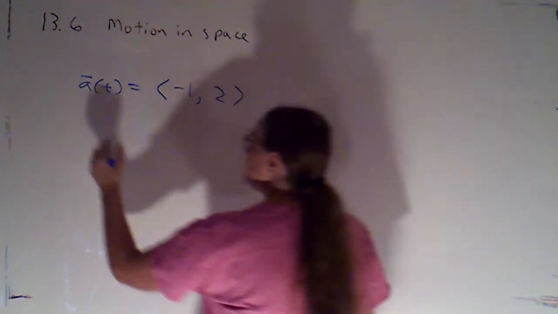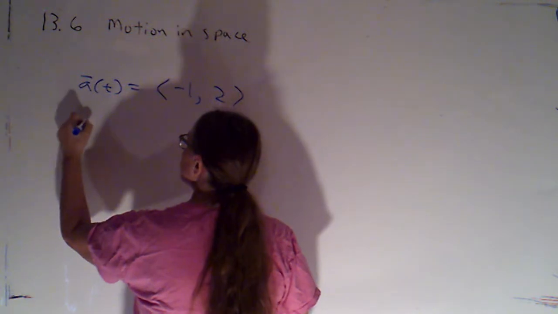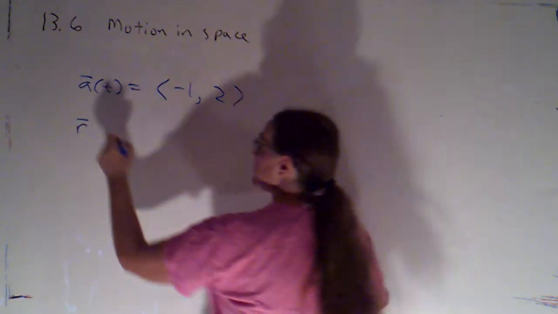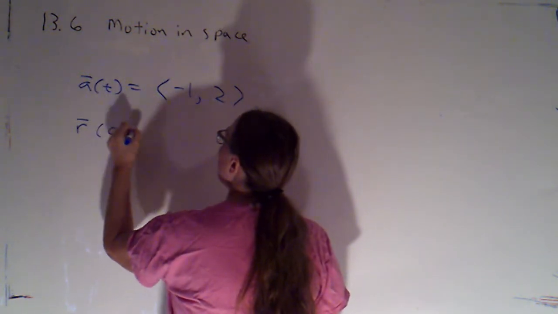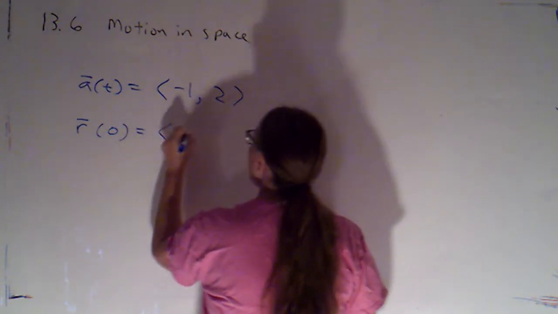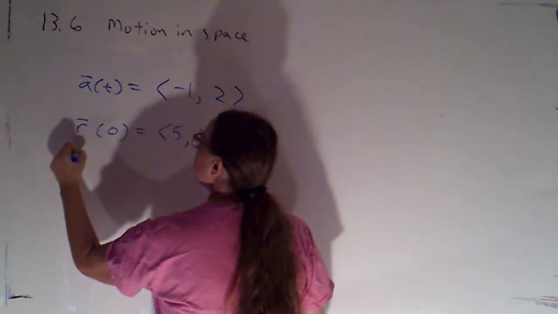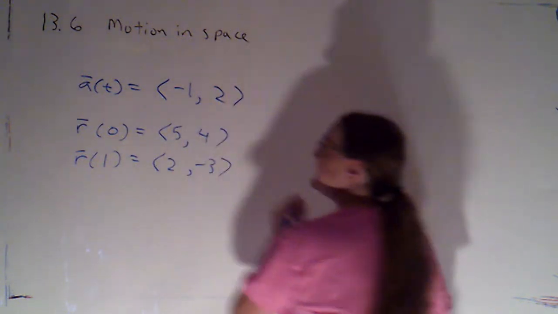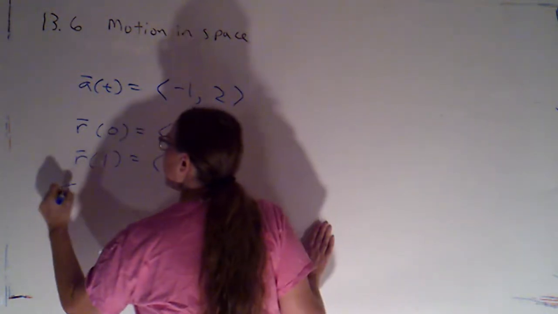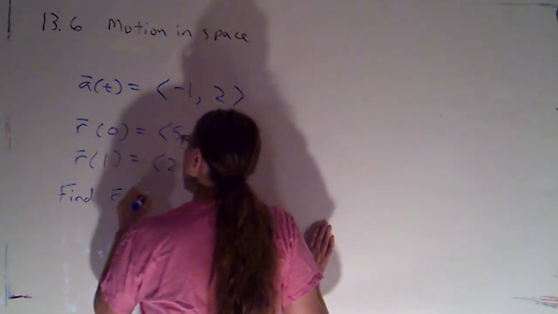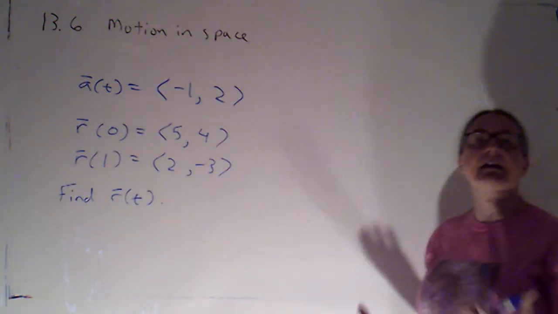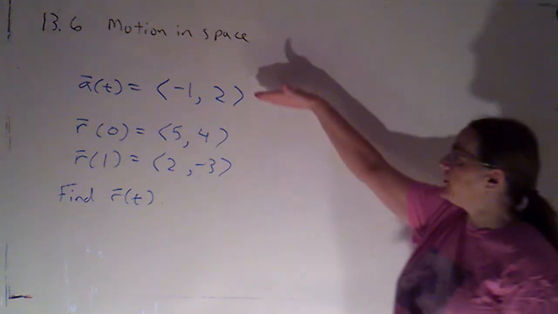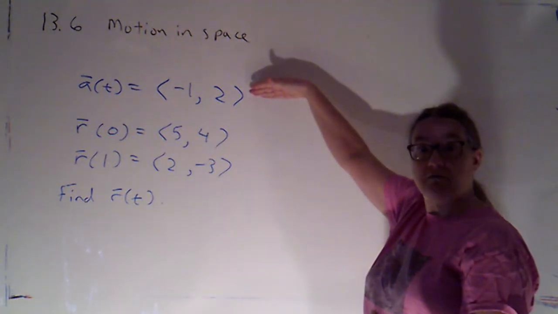Now, in order to do that, I'm going to need some initial conditions. So letting r be position, let's suppose I know that r of 0 is 5, 4, and r of 1 is 2, negative 3, and then I want to find r of t. So this is an initial value problem. We're starting with acceleration, which is a second derivative.